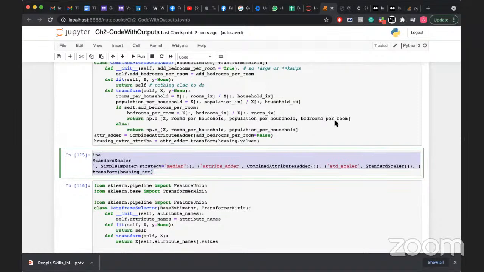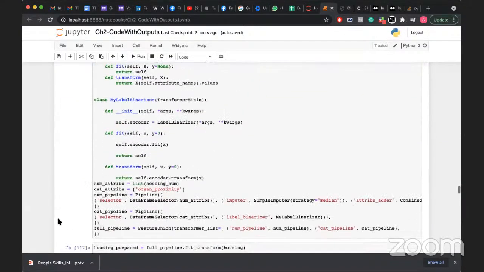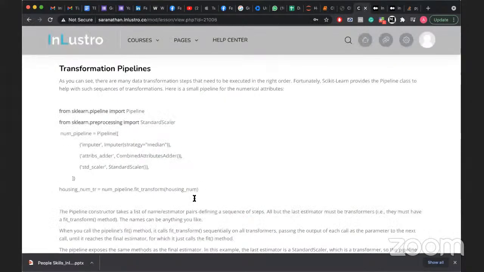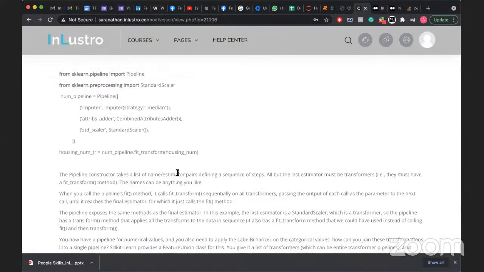Please execute this code in your Jupyter notebooks. We're creating a pipeline which applies three transformations. Right? Three transformations are applied. So here, guys, if you notice, a lot of focus is on preparation of the data. The Pipeline constructor takes a list of name/estimator pairs as a sequence of steps. All but the last estimator must be transformers, right? They should have a fit_transform. The last one is a scaler.